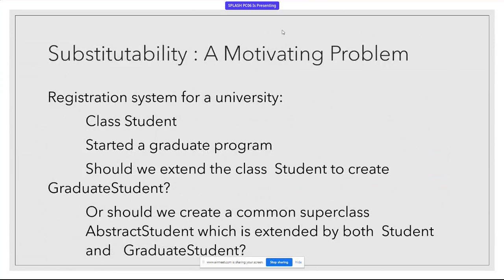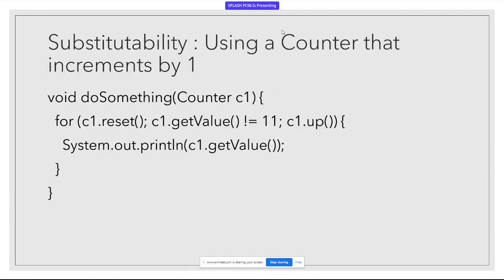So we motivated this problem using a fairly common example, that of a student, and extending it to cater to graduate students, and then having a common superclass, abstract student, with two subclasses, and so on. So this is how we begin substitutability. How do you refactor the situation? And this is after talking about substitutability in general.